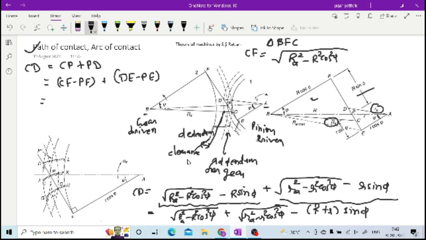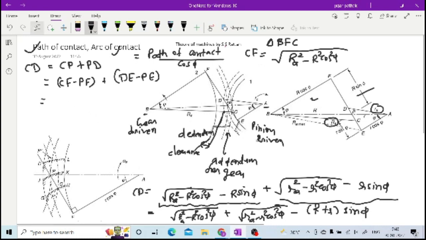From this path of contact, the arc of contact can also be calculated. For that you have to consider tangential velocity and time of approach, and you can come up with the arc of contact as equal to path of contact divided by cosine of pressure angle, cos phi. So this is how you have the path of contact and arc of contact.